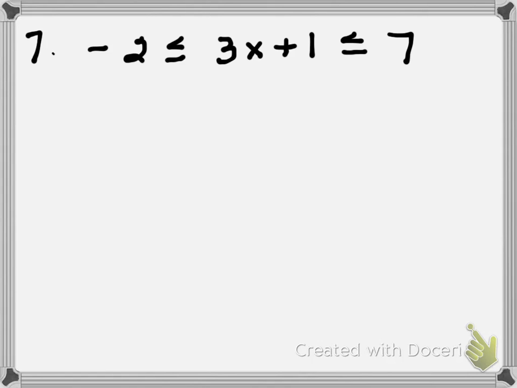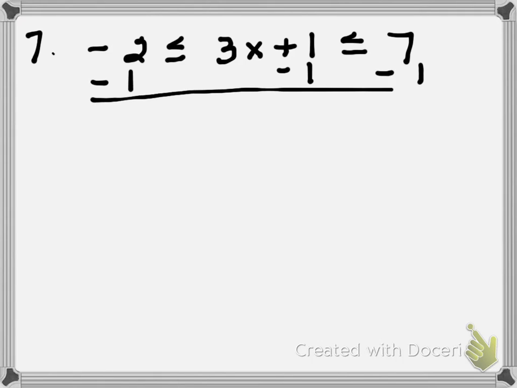Work on another one, a conjunctive inequality again. You could split it up as -2 is less than or equal to 3x plus 1, and 3x plus 1 is less than or equal to 7, and solve the two separately. Or you could subtract 1 in all 3 places and have -3 is less than or equal to 3x is less than or equal to 6.